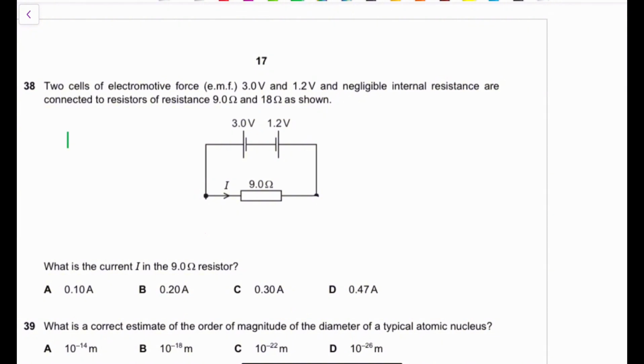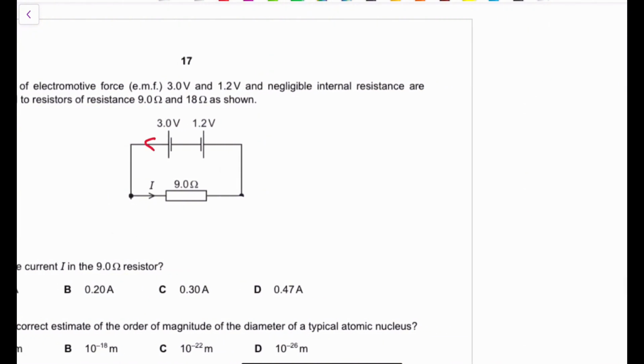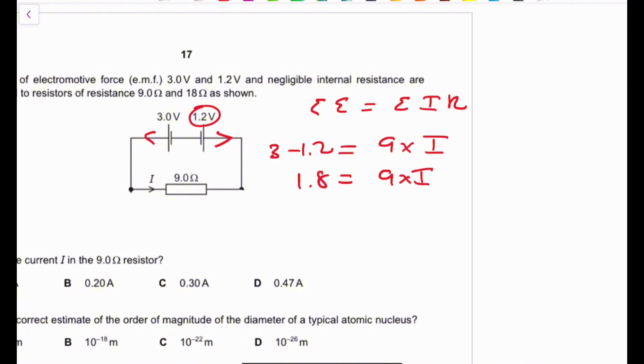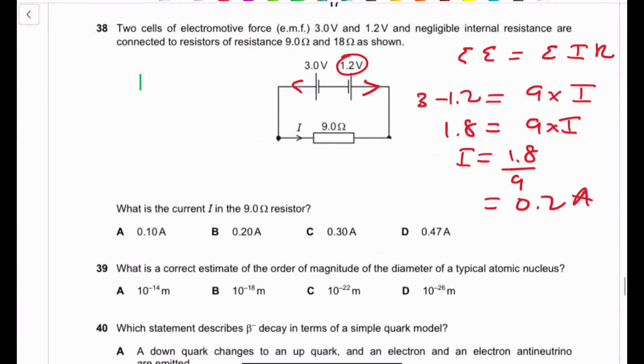So how do I find the value of I that is going to go there? Again, let's start here. So it's going to be 3. The summation of E is equal to the summation of IR. So 3 is going to be equivalent to 9 times I. Then it's going to go back here, but this one is trying to push current in the opposite direction, so we're going to subtract. Whenever an EMF is opposed, you subtract it. So it's going to be 3 minus 1.2, which gives you 1.8. That is equal to 9I, so your value of I is 1.8 divided by 9, which is 0.2 amps, and the answer is going to be B.